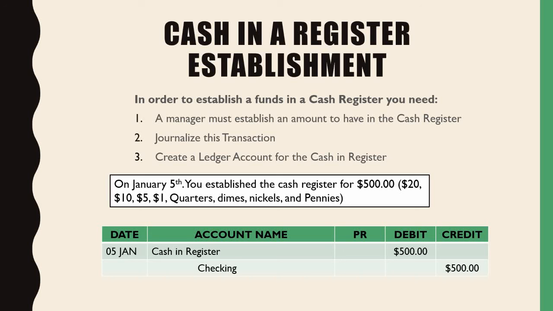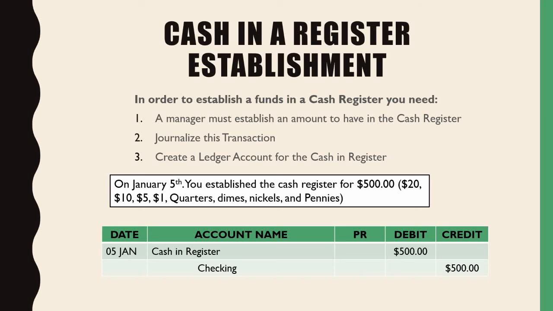In this case, I need a total of $500. I need 20s, 10s, 5s, 1s, quarters, dimes, nickels, and pennies. I'm not being specific because it doesn't really matter here. The idea is that you're putting money into the cash register. You're going to have the boss write a check out. You're going to take that check to the bank and get this exact change, and then put that money into the cash register.